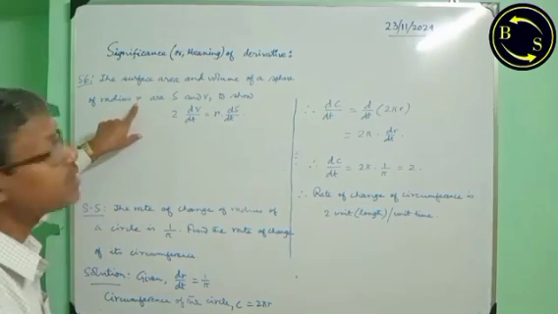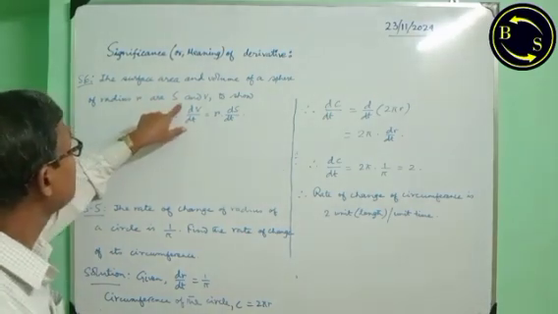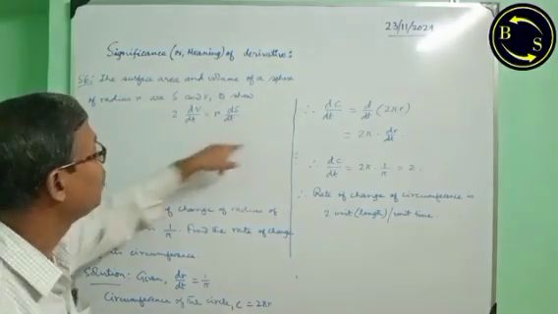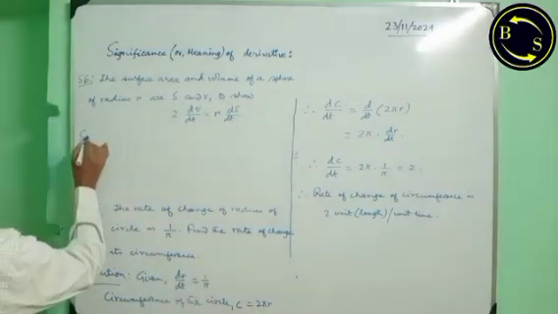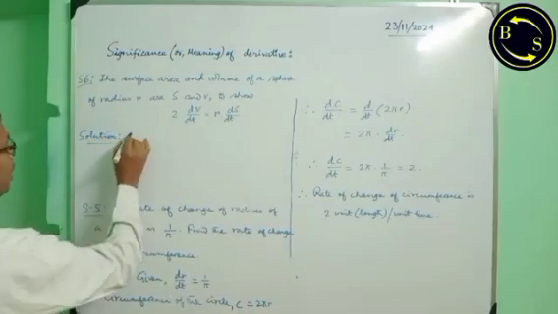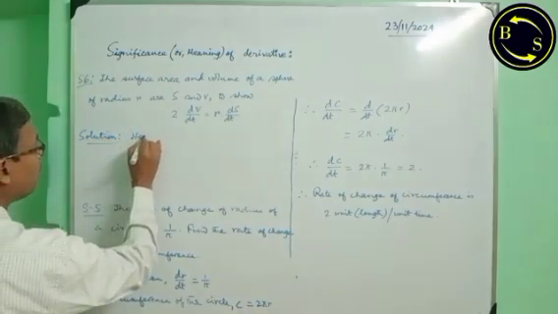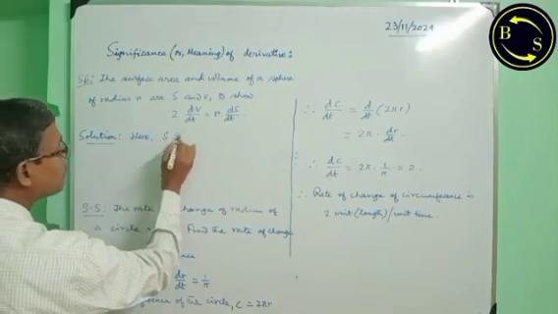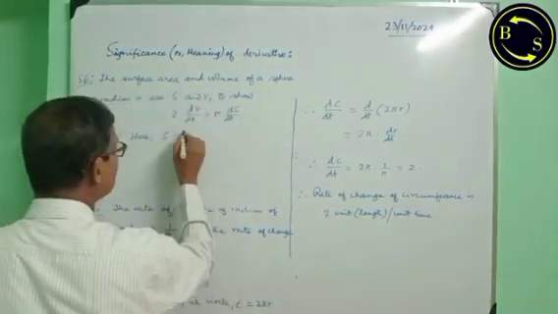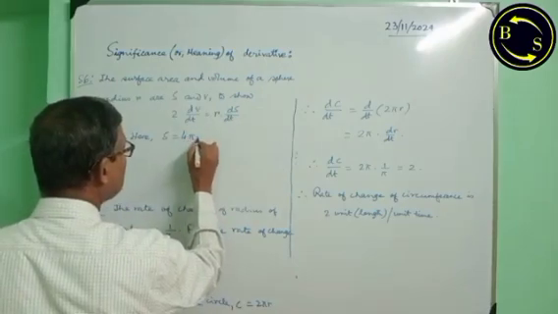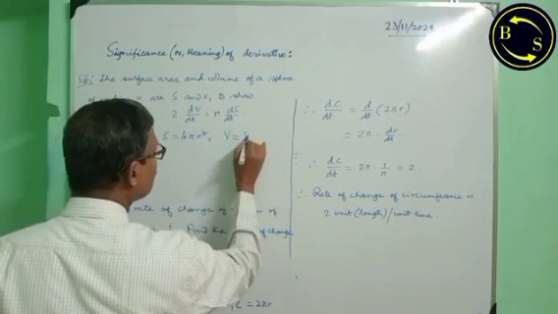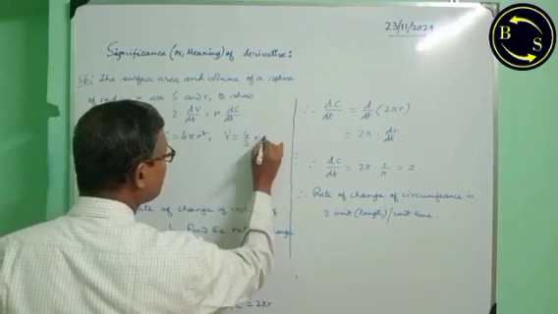For a sphere, radius is r, S is the surface area, and V is the volume. Therefore, we have to solve this one. Here, S, that is the surface area of the sphere, is 4 pi r square, and volume is 4 by 3 pi r cube.